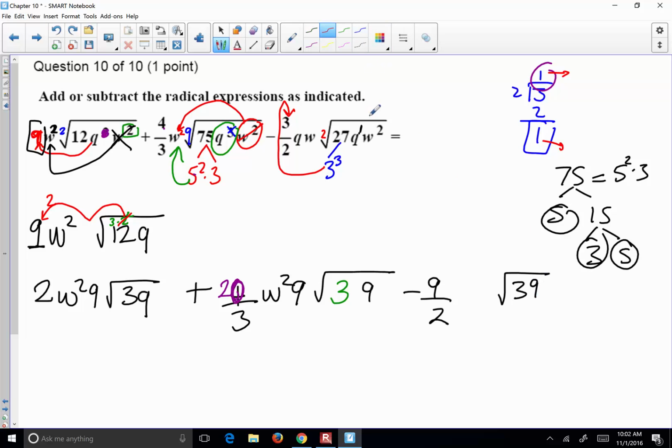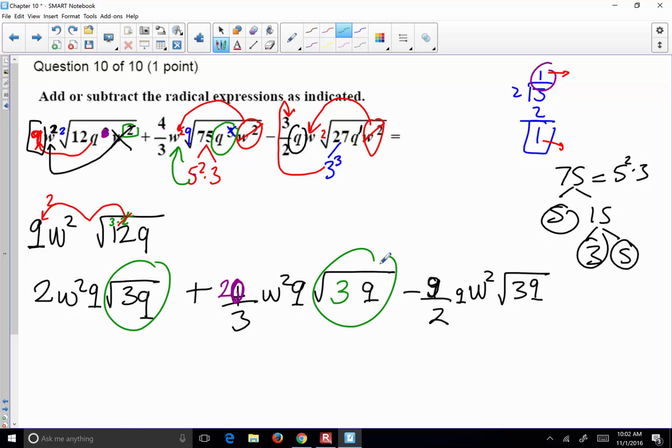w squared moves out, joins this w and makes it w squared. There is already a q here. This is 9. This is q, q, q, q. And that's it. We all have like radicals now. 3 radicals all like, so I combine them into 1, cube root of 3q.